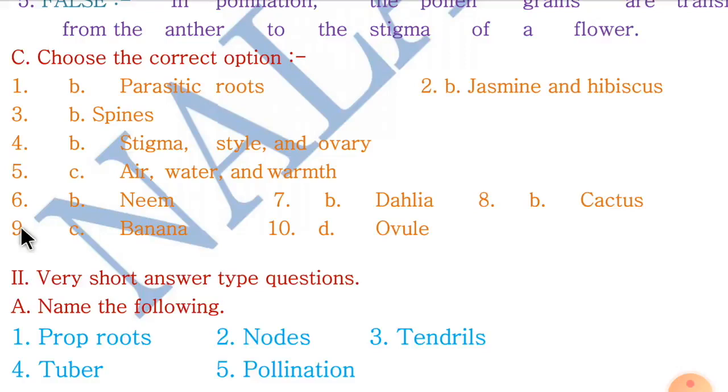Ninth one. The leaves of which of these plants have parallel venation? From the options, C is the correct answer. Banana. Banana leaves have parallel venation. Let's see the 10th one. Which of these parts later becomes the seed? D. Ovule becomes seed.